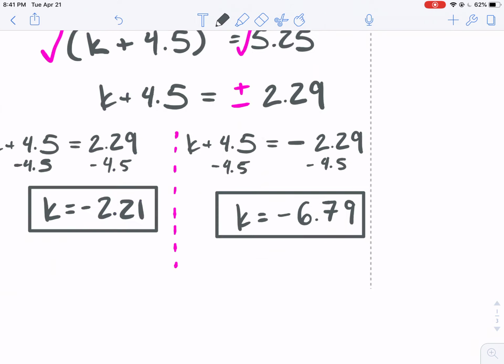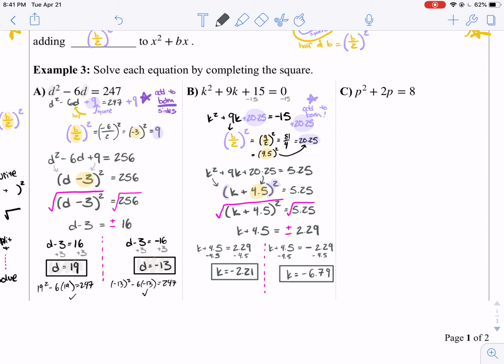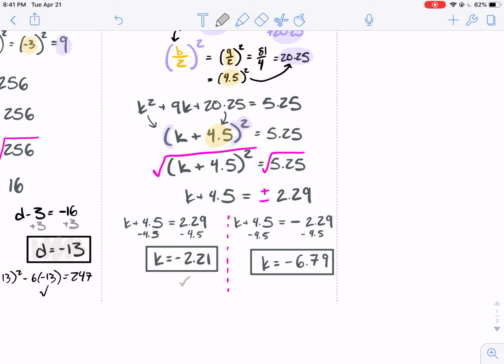So we have two solutions. Now let's plug it back into our original equation and check that it works. I did already, I promise you they work.